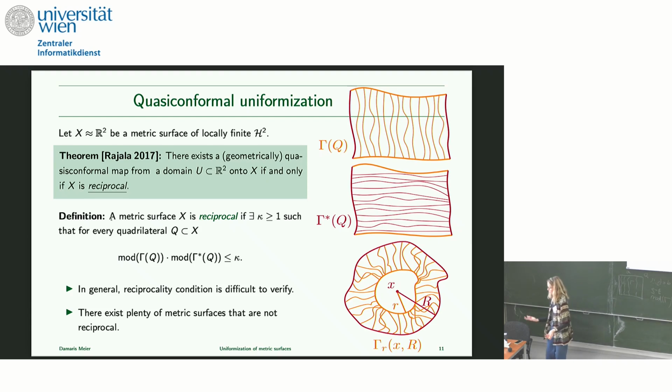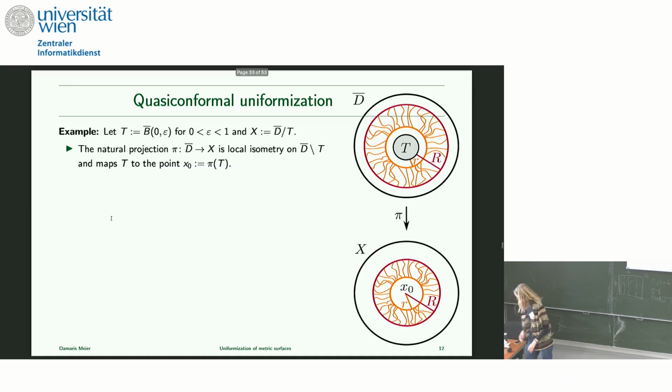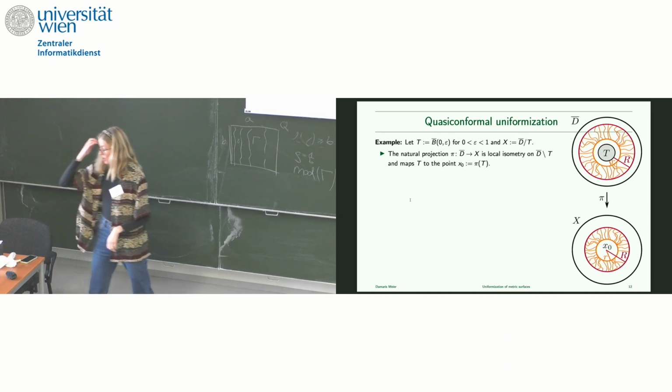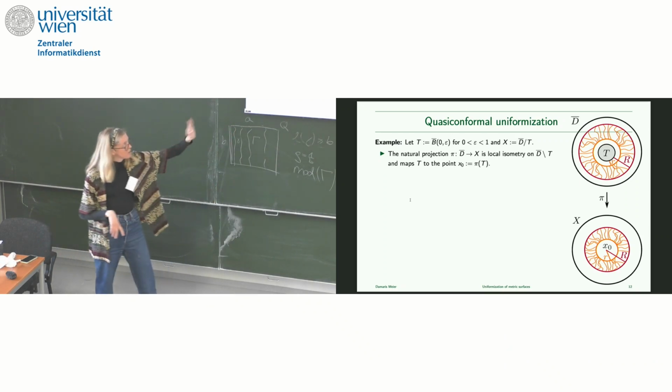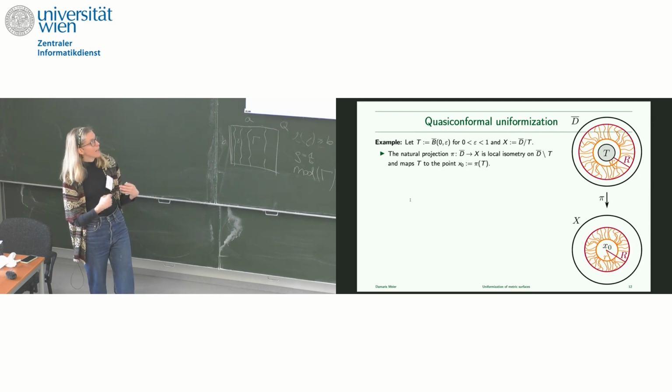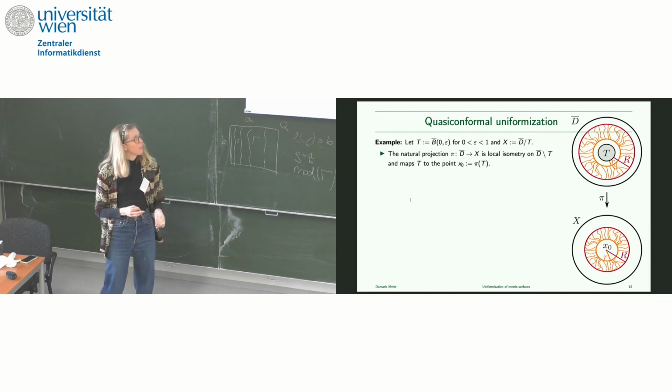So one is interested in further generalizations. And I want to give an example of a metric surface that is not reciprocal. It's essentially this one here that we've seen, obtained by collapsing a disk. Here we start with the unit disk, and we collapse a small ball T in our space, and we look at the quotient space.